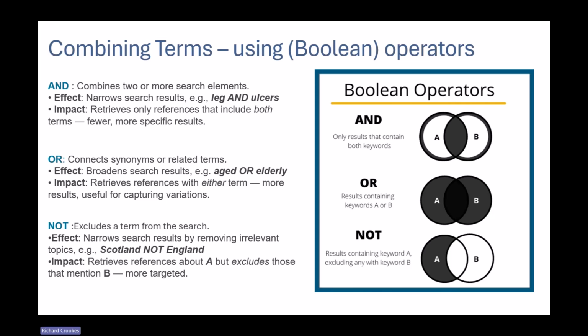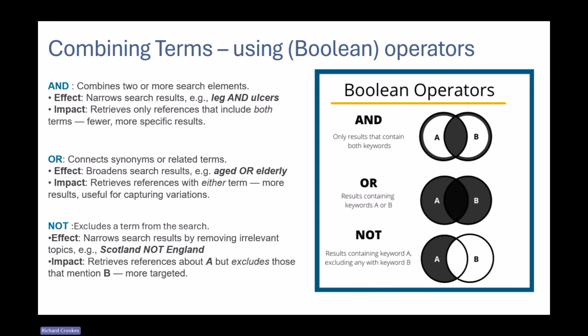Not is another alternative, and that excludes a term from the search. So it narrows search results by removing irrelevant topics. So if you want to focus on Scotland specifically and not England, or it could be not Wales, for example, then you can use the not operator in that way. So retrieve references about topic A, Scotland, but exclude those that mention B, England, in this example. So it's more targeted. Okay, so again, and will bring back specific results, or will bring more results, especially related to like terms, and then the not option is more targeted.